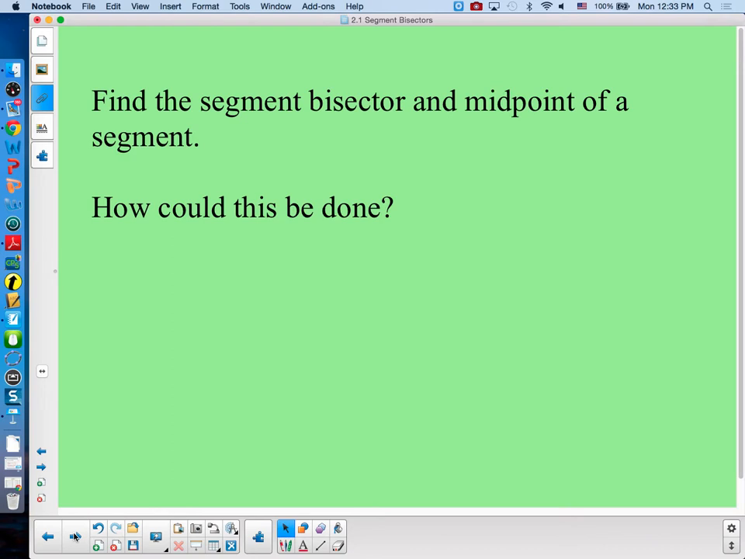So create a segment on your paper. We'll call that segment AB. And then I want to see your brainstorming, what your creativity is. You want to bisect that segment. You want to find its midpoint. What's a way you could find its midpoint?